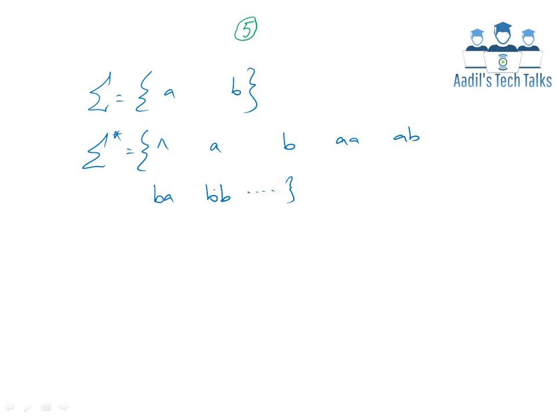So Kleene closure is a set of words of a language that contains an empty string. Okay, so this is the end of these terminologies.